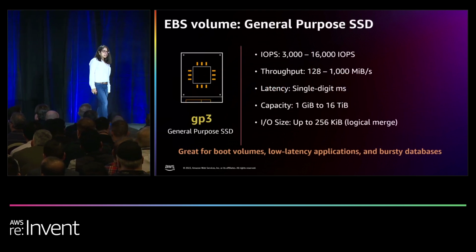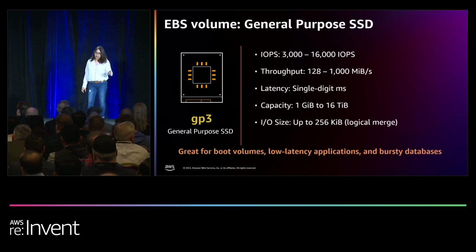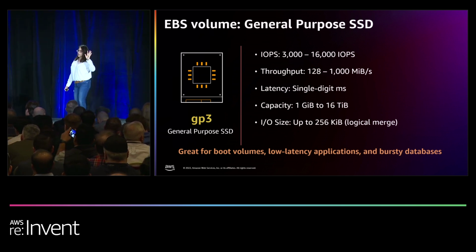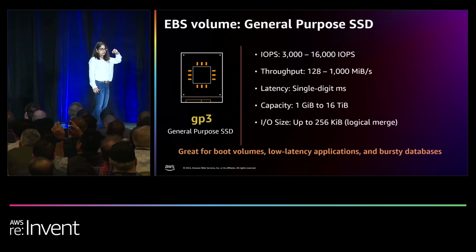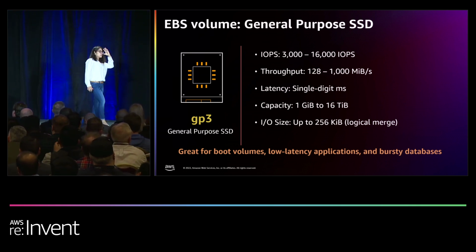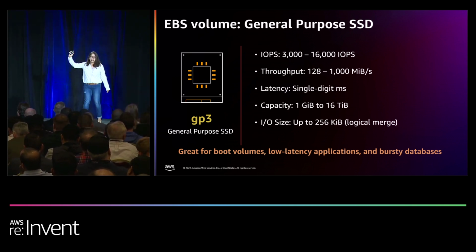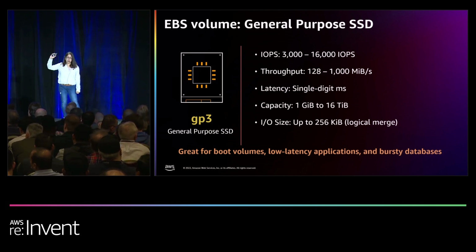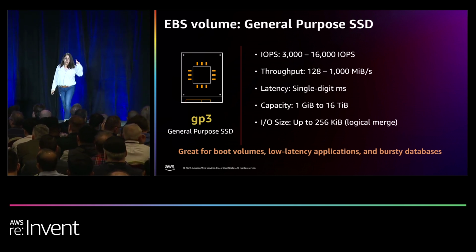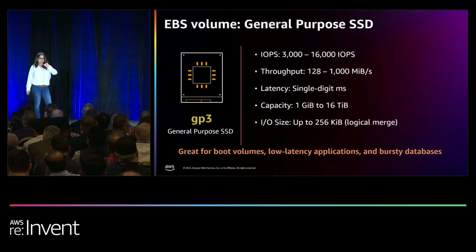Diving a little bit deeper into the characteristics of our volume type, we start with GP3. The IOPS has a baseline of 3000 and a throughput baseline of 128 megabytes per second, which means you start with that. And you can extend the IOPS to 16,000 IOPS and throughput to 1000 megabytes per second.